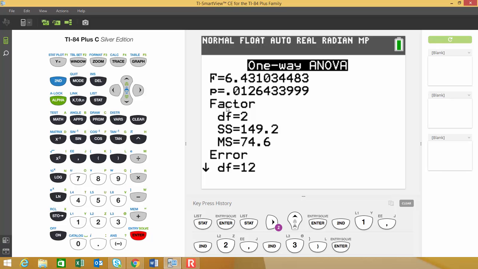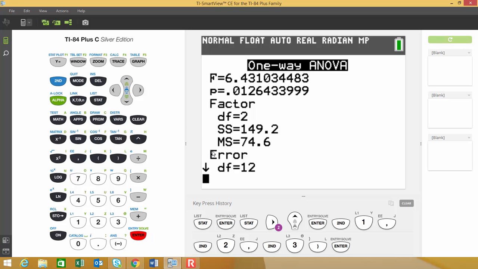Now, it depends on what software, what text you're using, or what you're using analysis of variance for. But sometimes factors can be referred to as treatments, or it can also be referred to as between groups, or some texts just use the word groups. So these would be the degrees of freedom, sum of squares, and mean squares for the factors, the treatments, or the groups. Our degrees of freedom are 2, the sum of squares is 149.2, and the mean square is 74.6. Right below that it says error.